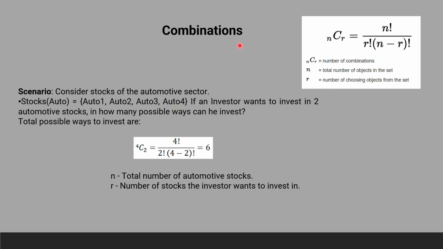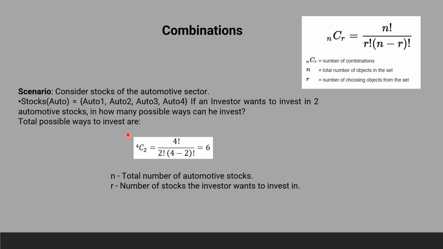So the next is combinations. A combination is nothing but a selection, as you all know. We will understand it with an example. Consider again the stocks of the automotive industry: auto 1, auto 2, auto 3 and auto 4. Here's the question: if an investor wants to invest in 2 automotive stocks, in how many possible ways can he invest? There are 4 stocks, but he wants to invest in 2.